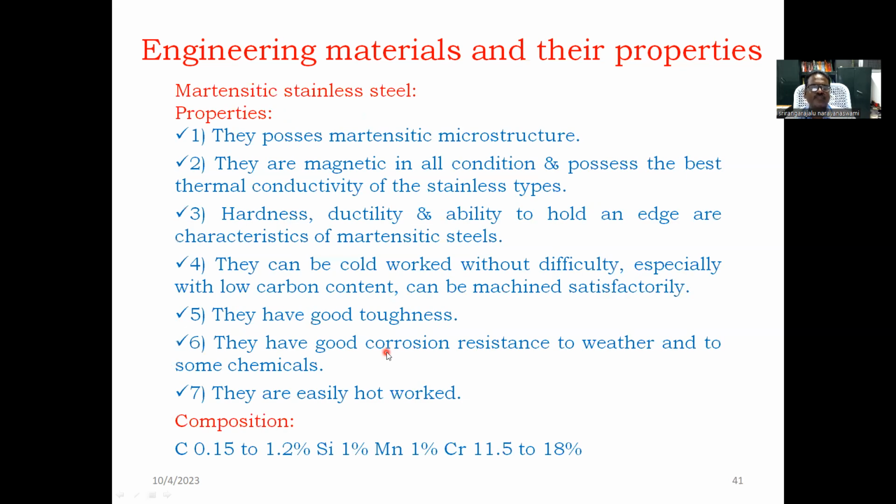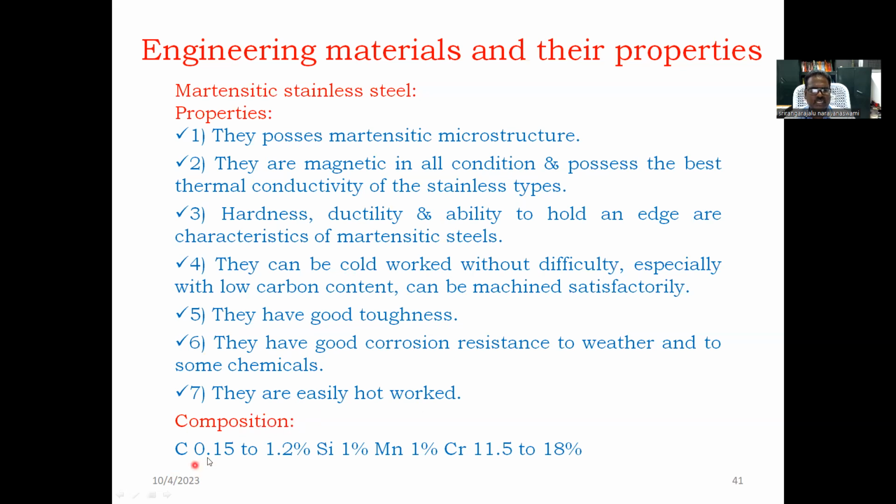Martensitic stainless steel properties: they possess martensitic microstructure. They are magnetic in all conditions and possess the best thermal conductivity of the stainless types. Hardness, ductility, and ability to hold an edge are characteristics of martensitic steels. They can be cold worked without difficulty, especially with low carbon content, and can be machined satisfactorily. They have good toughness and good corrosion resistance to weather and to some chemicals. They are easy to hot work.